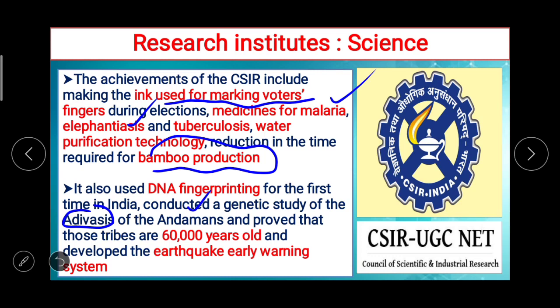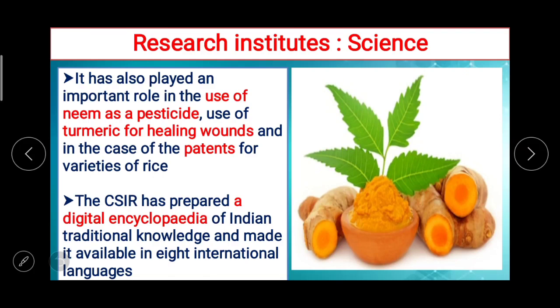It has also played an important role in the use of neem as a pesticide and the use of turmeric for healing wounds, and in the case of patents for varieties of rice. In case of patents, when someone does research, it is registered in their name. Just as copyright is a term, patent is also a term. So in the case of patents for varieties of rice it played a very important role. The CSIR has prepared a digital encyclopedia of Indian traditional knowledge and made it available in 8 international languages so that anyone can refer to this encyclopedia at any time.